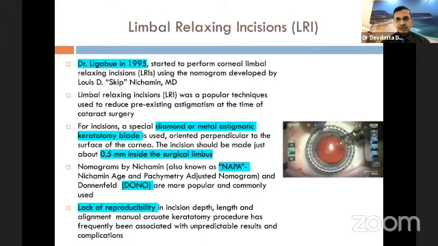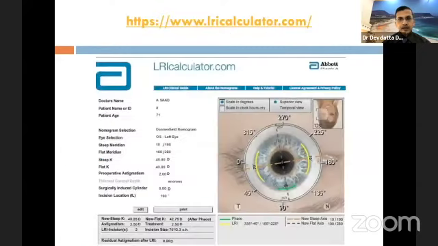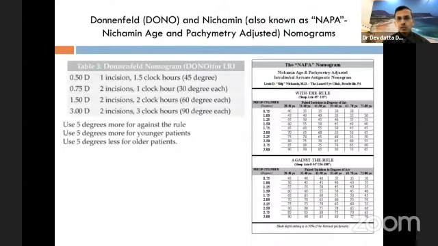Coming to limbal relaxing incisions, this was started way back in 1995 by Gills, and it was based on nomograms, which were popularly known as Donnenfeld and Nichamin nomograms. This is a manual technique which is done with a metallic or a diamond keratotomy blade. What you do is go on an LRI calculator, and this will give us a diagrammatic presentation of how to go about it. And these were the nomograms which were used initially.